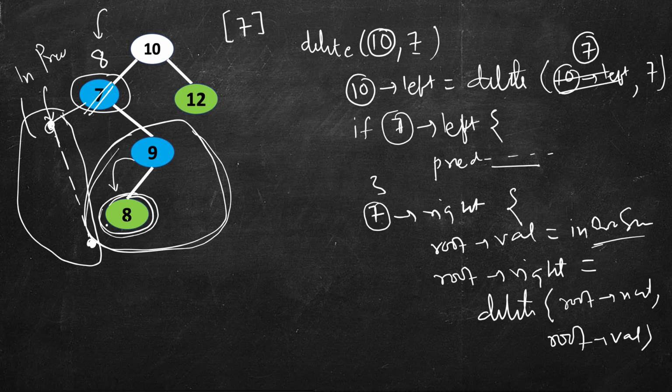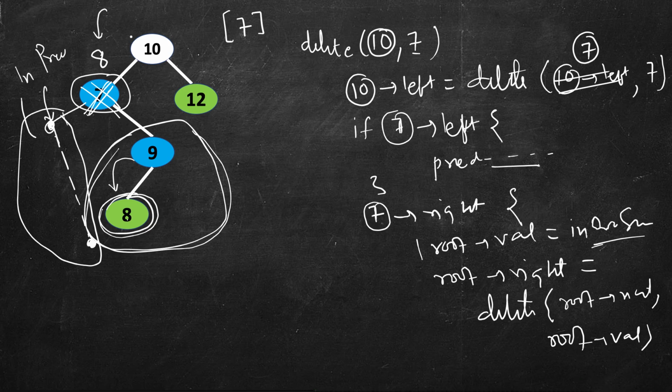See that 9 is here, so 8 is smaller, so it will go left. And again 8 matches, then it checks whether it's leaf or not. If it's leaf, it will just make it null. So ultimately the final deletion will happen only at the leaf level. So this is how we handle all the cases. Now let's write the code for this. Let's analyze the time complexity also.